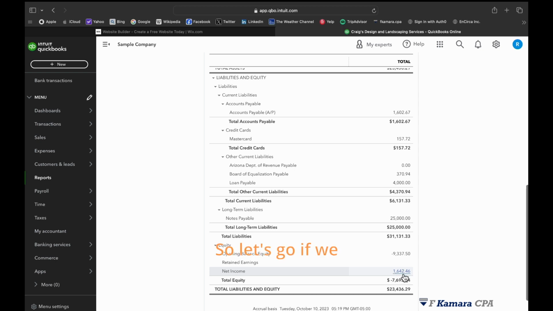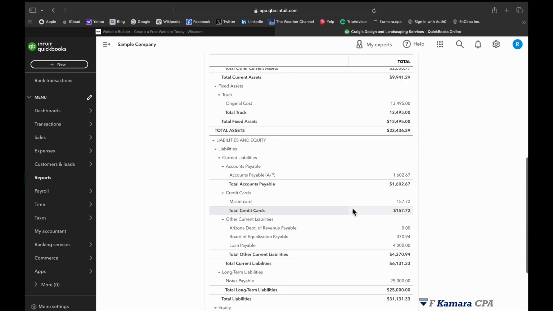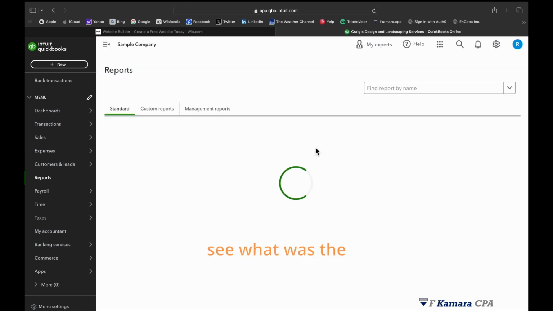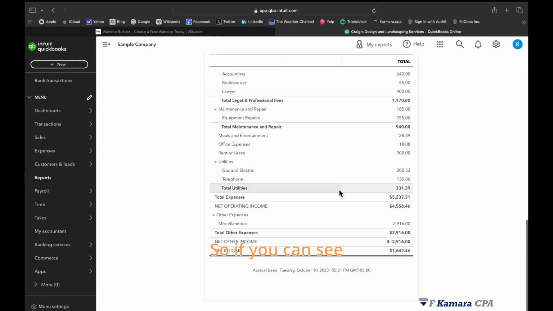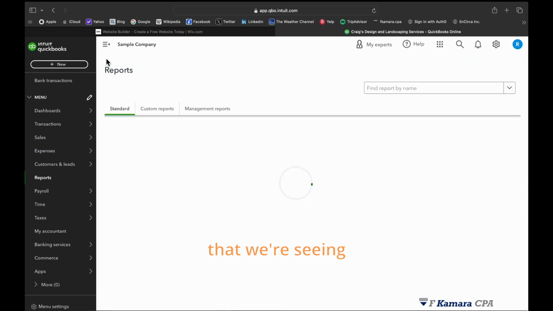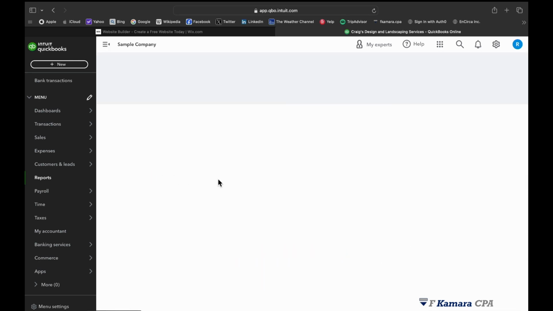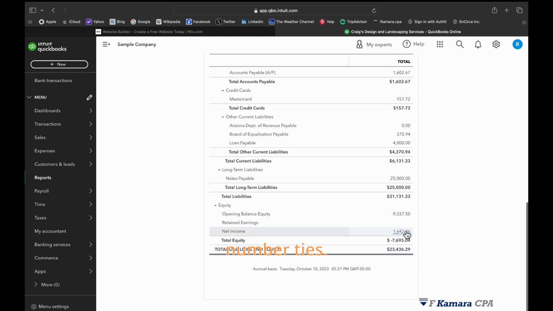So if we can see 1642, let's go to the profit and loss to see what the net income was. Currently we have 1642. So if you can see the 1642 here, this net income is the number that we're seeing in the balance sheet currently. So yeah, we want to make sure this number ties. See 1642, and there was no retained earnings in the current year. Normally retained earnings is the accumulation of both the net income and also the distributions, minus any distributions. So what's left is the retained earnings.